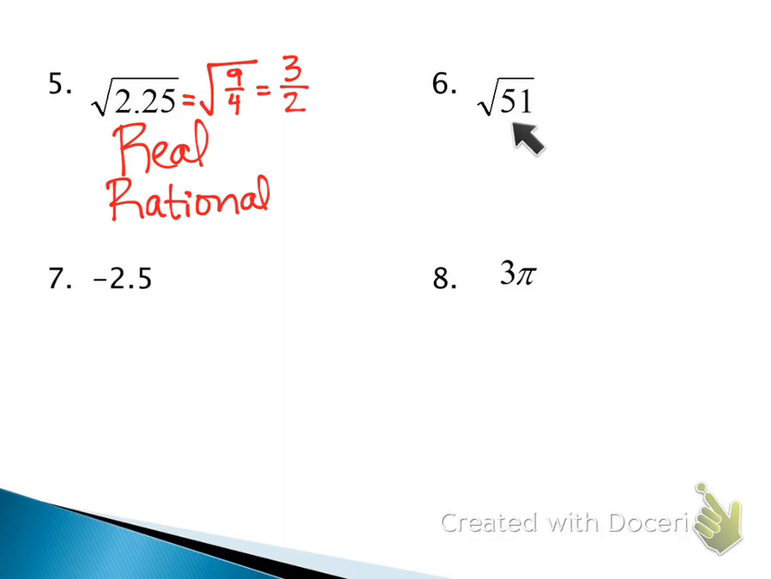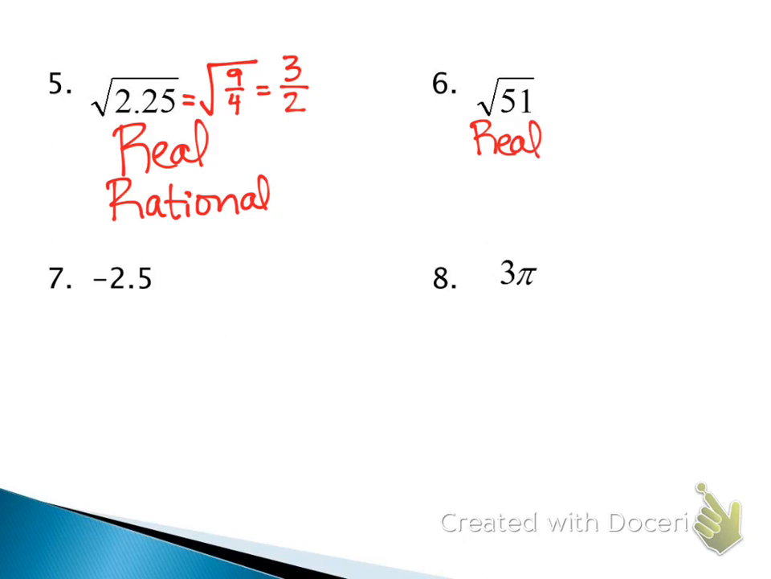The square root of 51. Does anybody recognize this as a perfect square number? No, because it's not. There is no whole number multiplied by itself that will give us 51. If we were to type this into a calculator, it would give us some decimal that goes on and on and on. Carl, what's the biggest set I could classify it as? It is real, yes. It's still a real number.